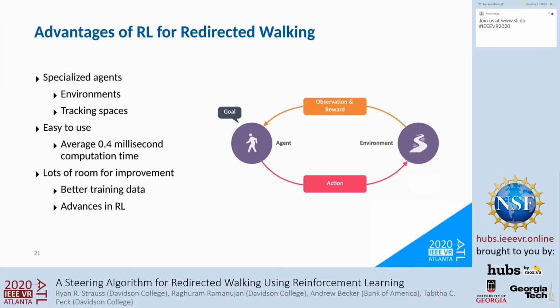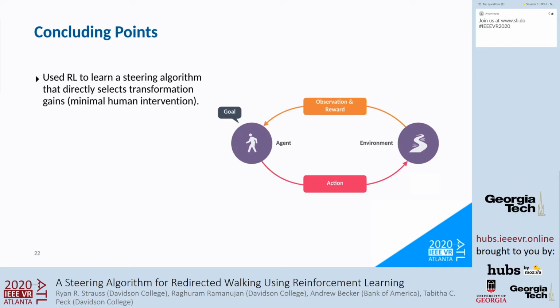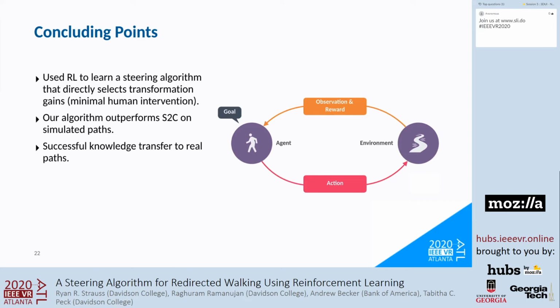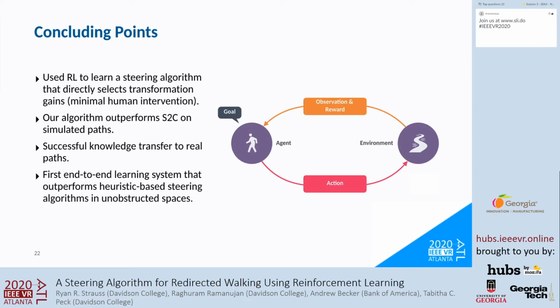So to conclude, we used reinforcement learning to learn a steering algorithm that directly selects transformation gains, with minimal human intervention. Our algorithm outperformed steer-to-center on simulated paths, and we demonstrated successful knowledge transfer to real user paths. To the best of our knowledge, this is the first end-to-end learning system that outperforms heuristic-based algorithms in unobstructed tracking spaces. Finally, we can still expect to see large improvements with future work.